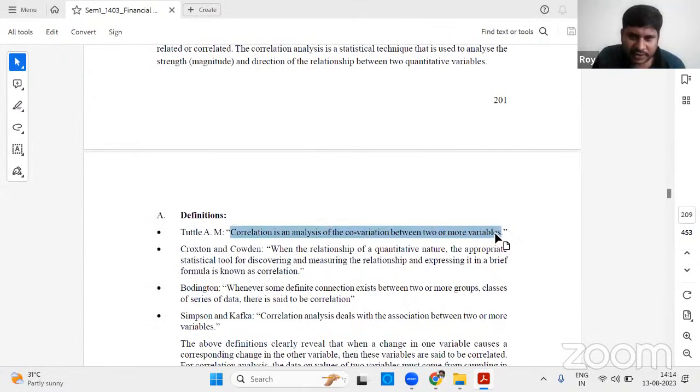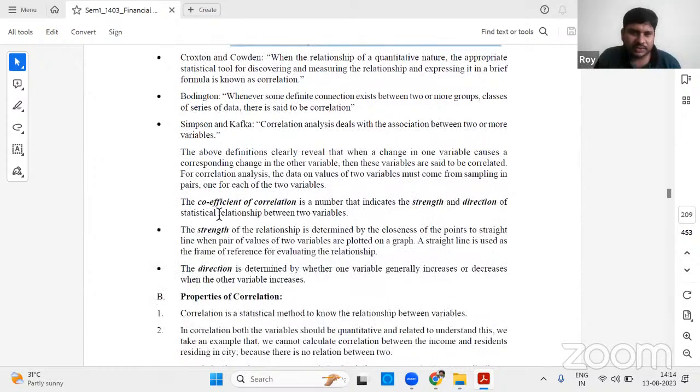Correlation is the analysis of covariation between two or more variables. Please learn this simple definition. I'm not going into the different ones. What is the coefficient of correlation? It indicates the strength and direction of the statistical relation between two variables. The strength of the relationship is determined by the closeness of the points, how close they are, my weight and my height. Direction is determined by whether one variable generally increases or decreases when the other variable increases or decreases.